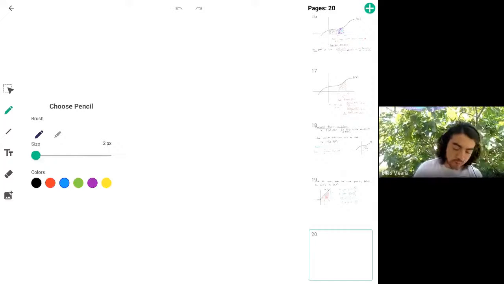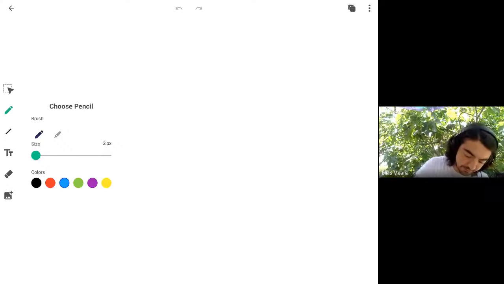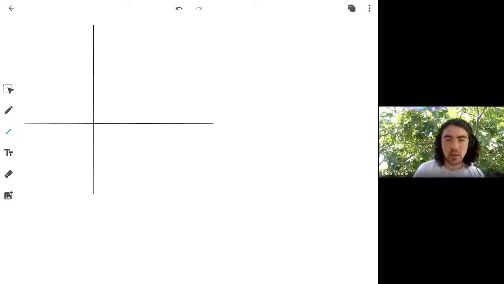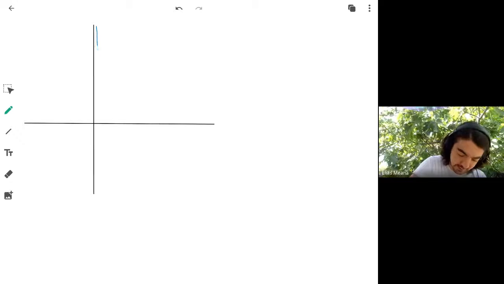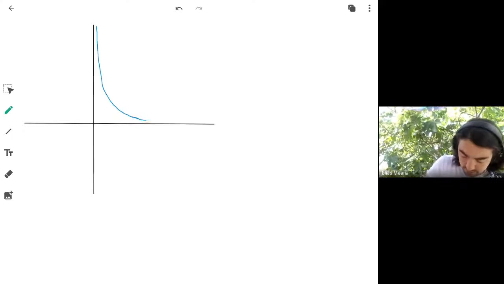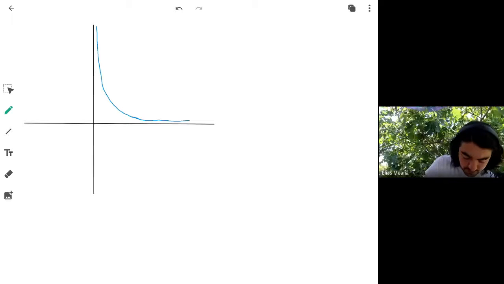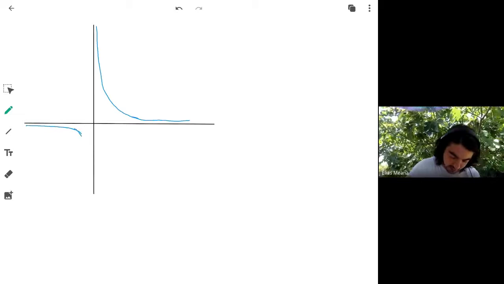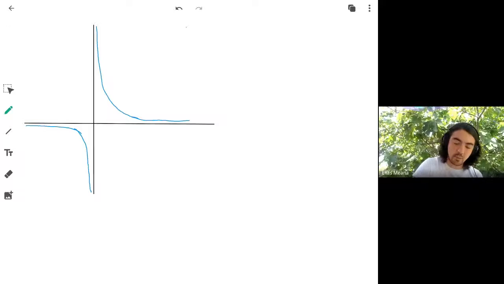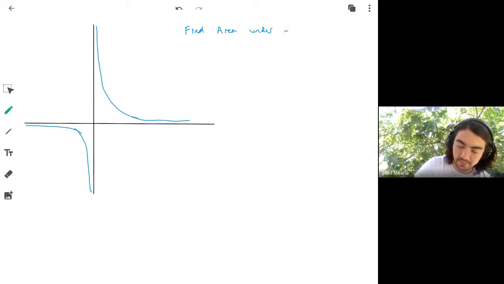So let's do another one whose shape is not as nice. Let's do the integral under the graph of 1 over x. Okay, so 1 over x looks something like this. And there's another part right here, which I'm not going to care too much about for this particular problem. So let's say we want to find the area under the graph of f of x equals 1 over x, and we'll say from 1 up to 2.